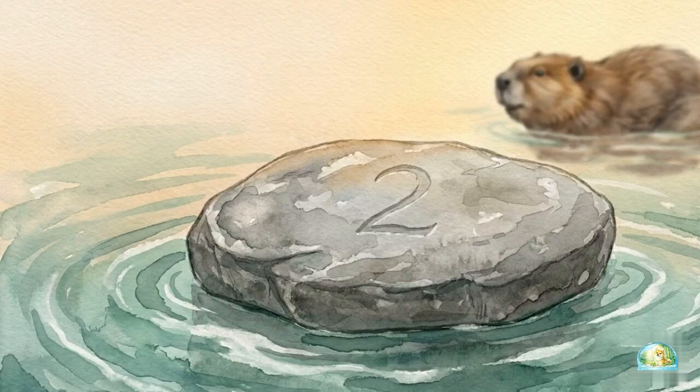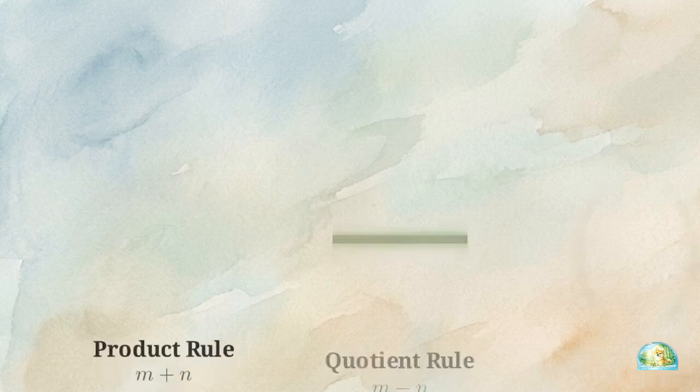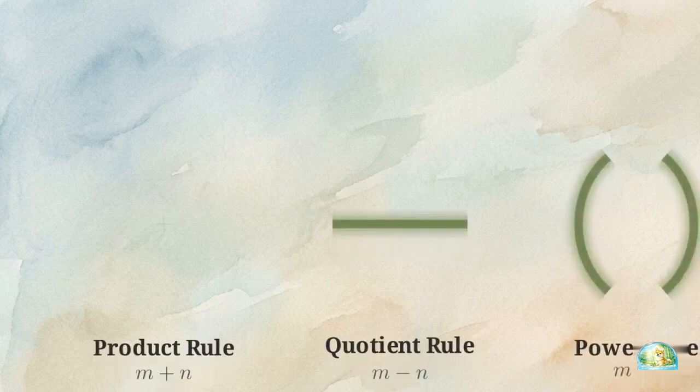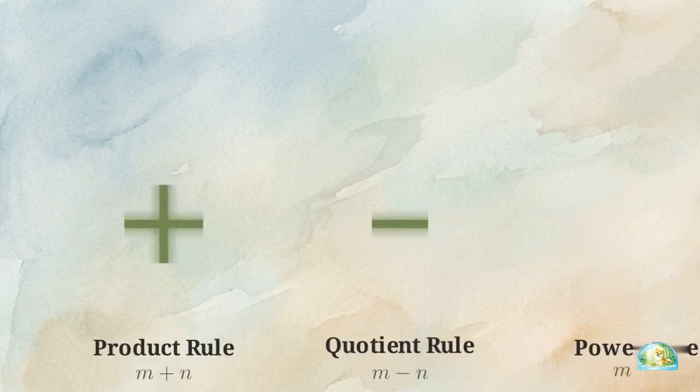The central principle remains constant. As long as your base stays the same, bypass the manual counting. Just combine your exponents using the integer rule that perfectly matches your initial operation.